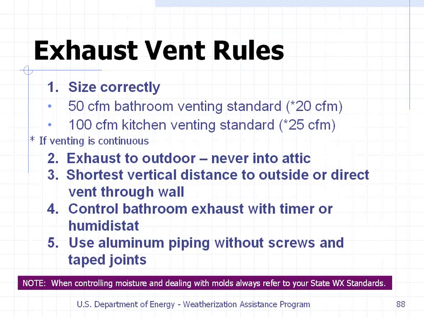Exhaust vent rules. Number 1, size correctly. Recommend 50 CFM for bathroom venting, 100 CFM for kitchen venting. Now, if venting is continuous, exhaust to outdoor, never into the attic, and follow the shortest vertical distance to the outside or direct vent through the wall. 4, control bathroom exhaust with a timer or humidistat. 5, use aluminum piping without screws and taped joints.